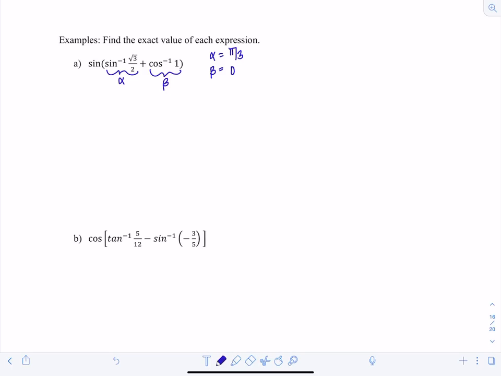So I can replace the original formula and just write sine of pi over 3 plus 0. So this is going to be sine pi over 3 cosine 0 plus cosine pi over 3 sine 0.